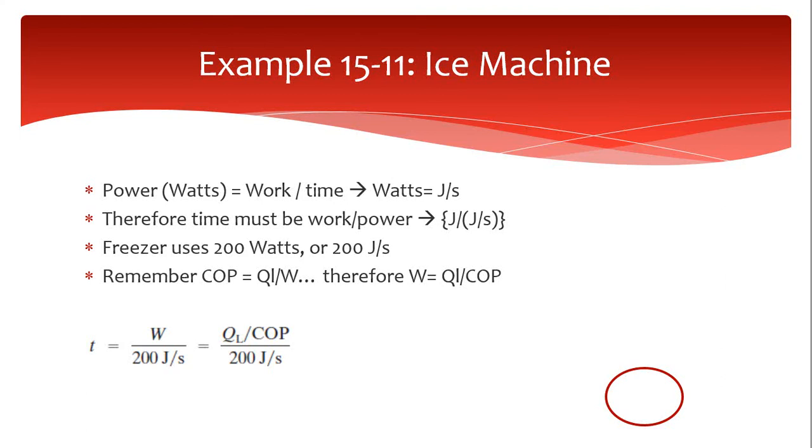To find time, we rearrange the formulas based on power. Work, which is heat lost over COP, is divided by the amount of power. Fair enough. We can rearrange this formula again, though. We can remove this COP and place it in the denominator, as it's a denominator within the numerator placement. So your new formula will look like this. Time is equal to heat lost over coefficient of performance times power.